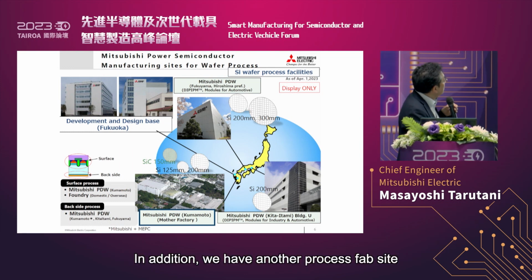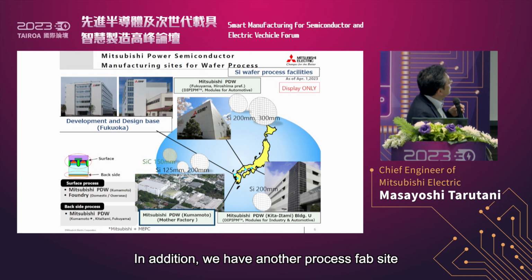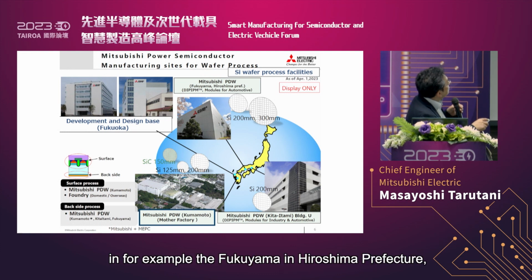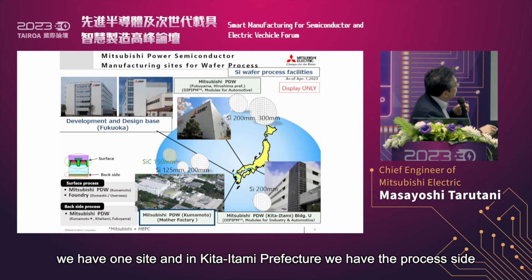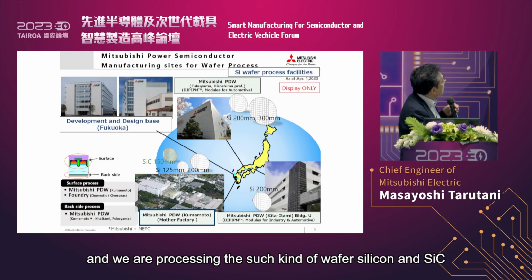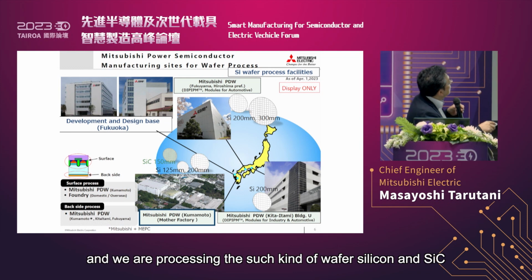And in addition, we have another process fab site in, for example, Fukuyama in Hiroshima Prefecture. We have one site there, and in Kitaitami in Hyogo Prefecture, we have another process site. We are processing such kinds of wafers, silicon and SiC.